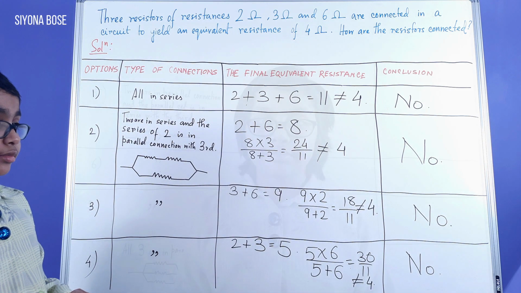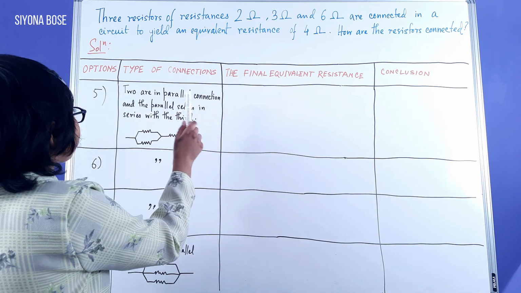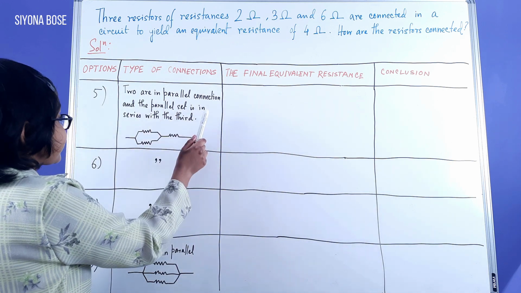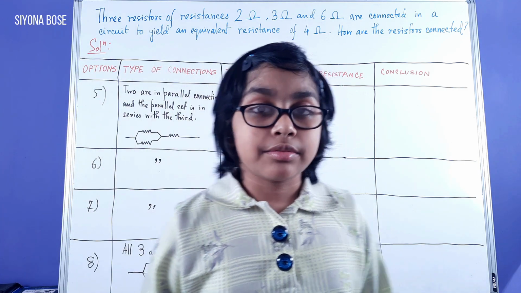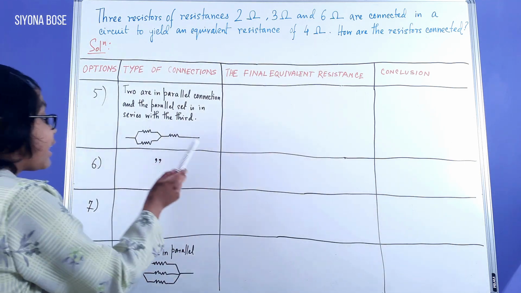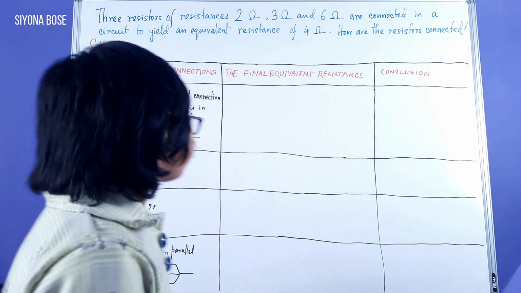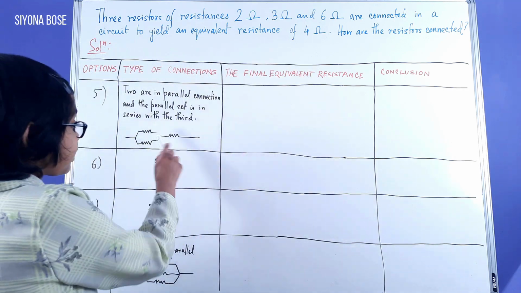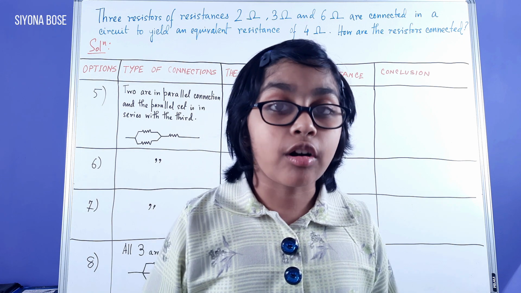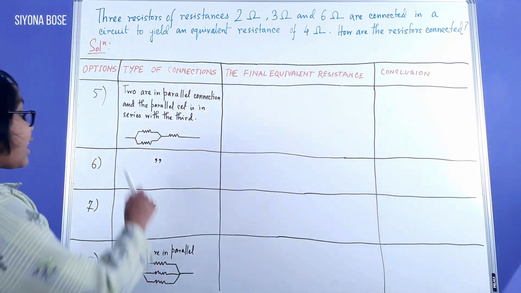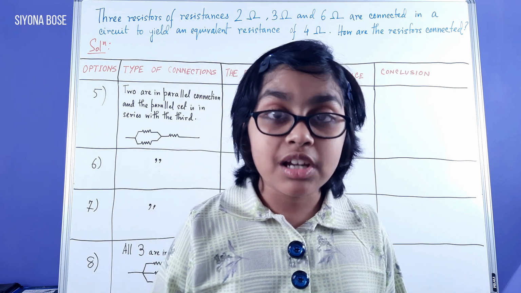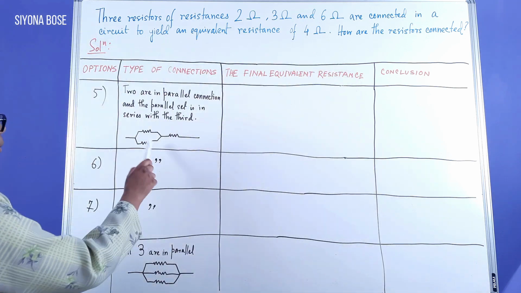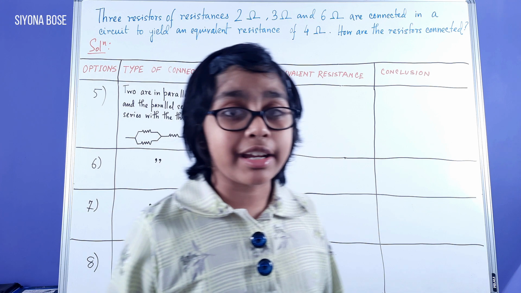Here are the other possibilities. Okay, number 5. Two are in parallel connection, and the parallel set is in series with the third. In this, we have any two of the resistors in parallel, and then we add up the other resistance, because it's in series with that parallel set. So let's calculate. In 6 and 7, we have the same possibilities, but the values of the resistors may vary according to the situation.